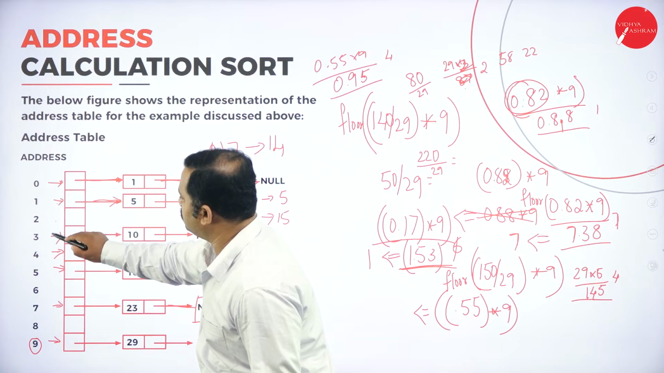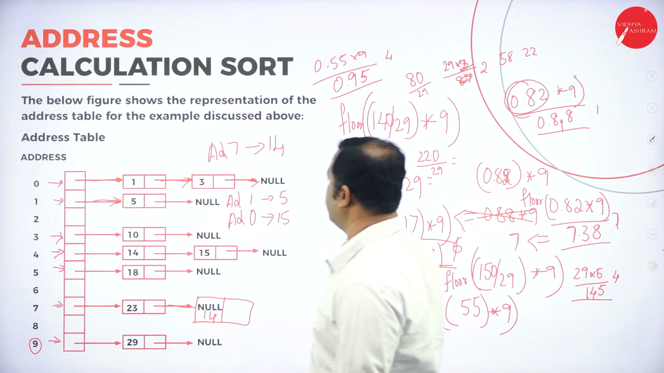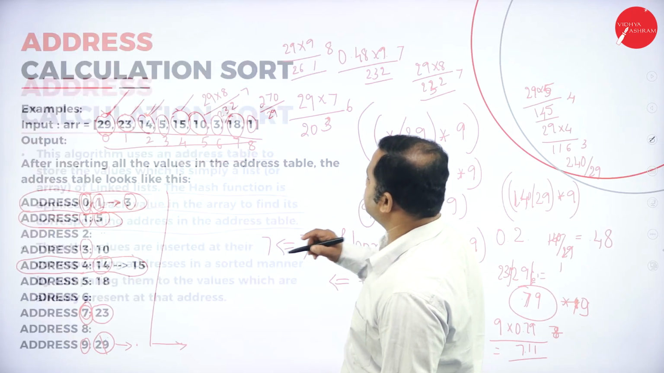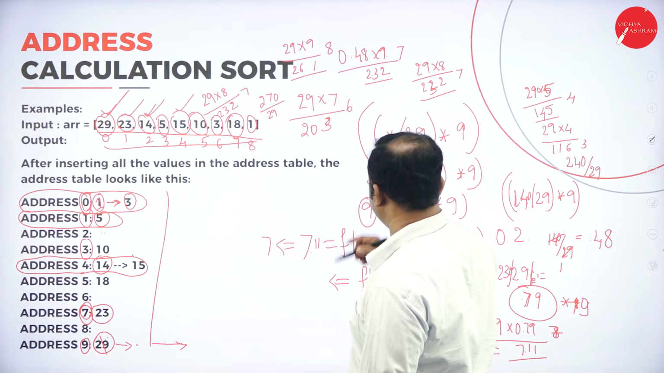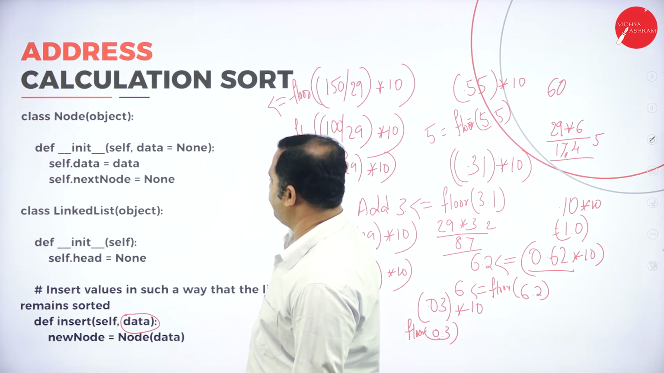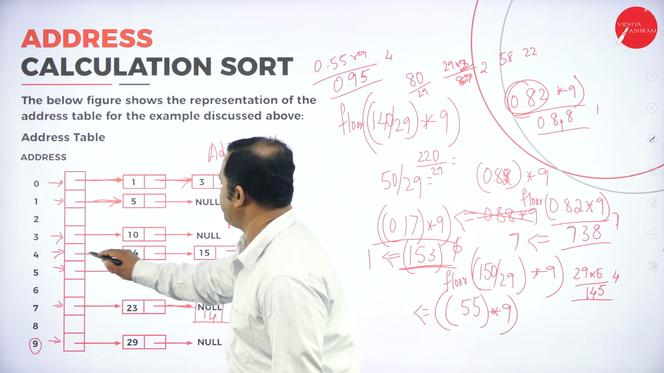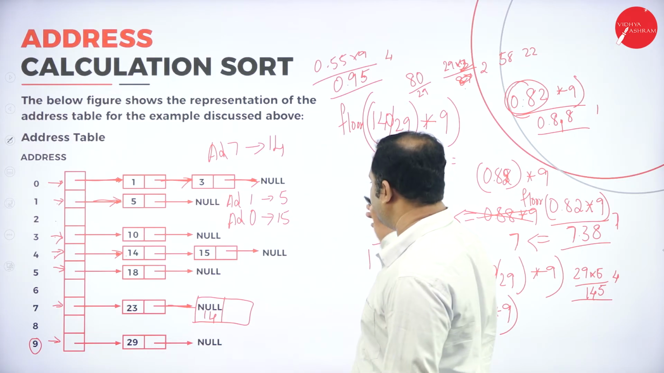0, 1, 2, 3, 4, that is 5. 15 is stored in this location. We have one more item here, that is 14. 14 is stored in which location? Let us see to it. Address table 4, that is this address table 4, we have 14. So let me rewrite the entire address table once again, which is written here.